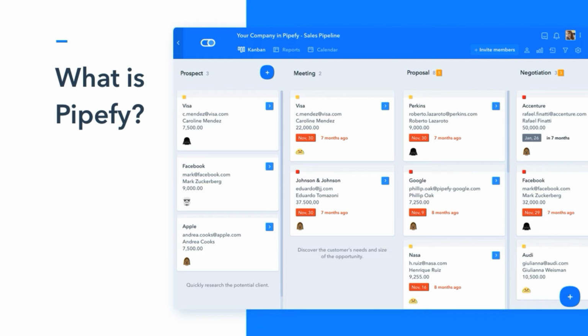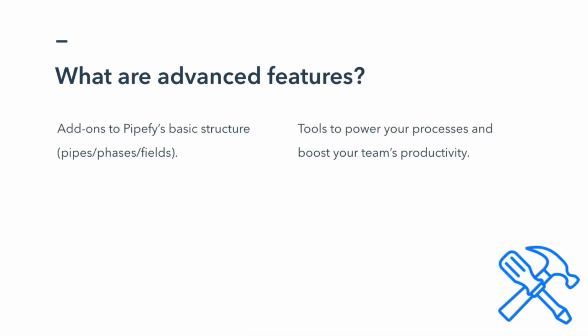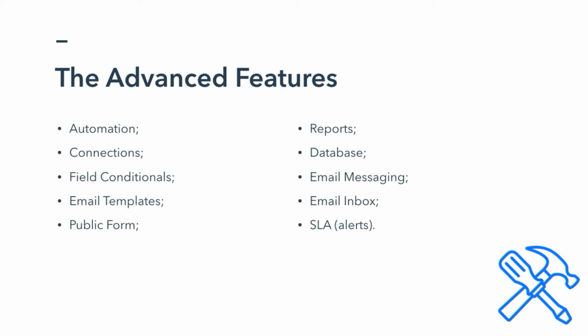To help you create efficient processes, besides our basic structure, we offer several advanced features that can help you save time and money. Pipefy's advanced features are add-ons to the basic structure, besides the pipes, phases, and fields. They're the tools we offer to help you power up your processes and boost your team's productivity. We currently offer 10 advanced features. They're very different when it comes to complexity levels and uses.